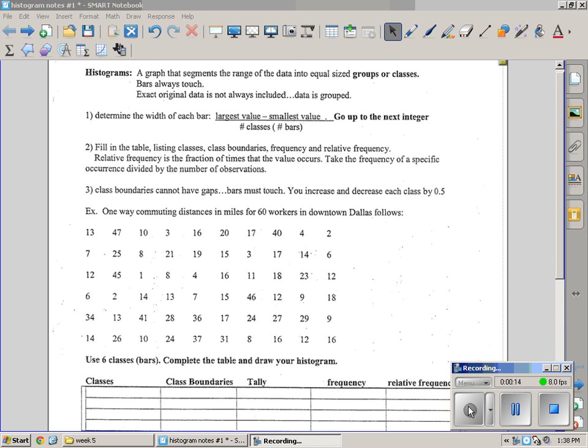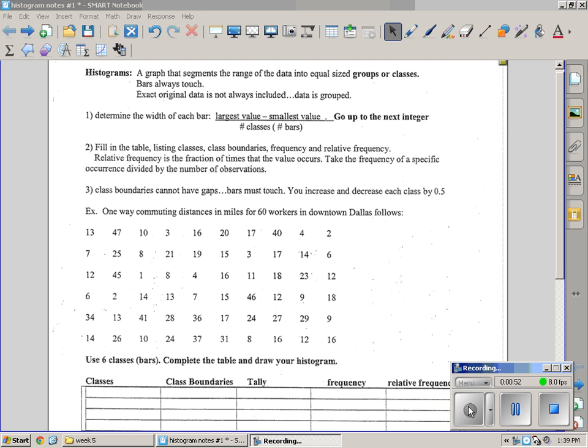So the first thing we have to figure out is how wide each bar is going to be. And this is the formula right here to figure out how wide each bar is going to be. It's going to be your largest value minus your smallest value divided by the number of bars you're going to have. They also call number of bars classes. Okay, it means the same thing. If I tell you how many classes you have, that's how many bars you have. We're going to work that out. Largest number minus smallest number divided by the number of bars.